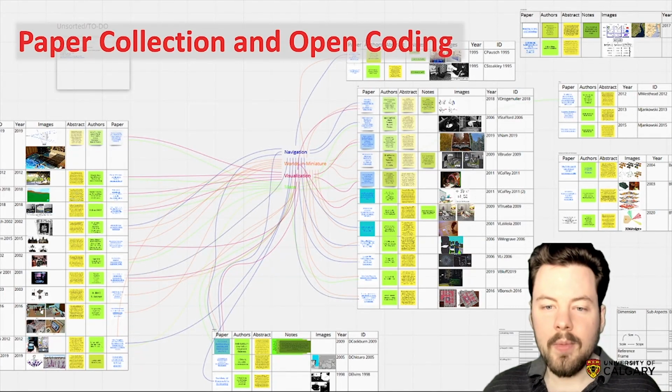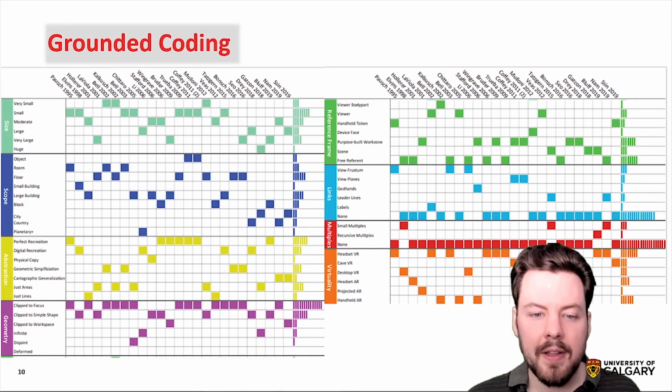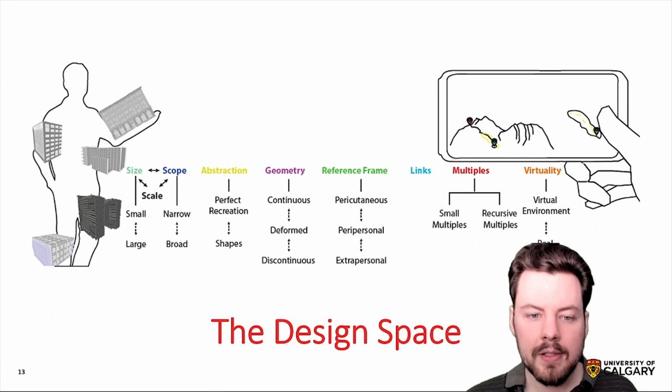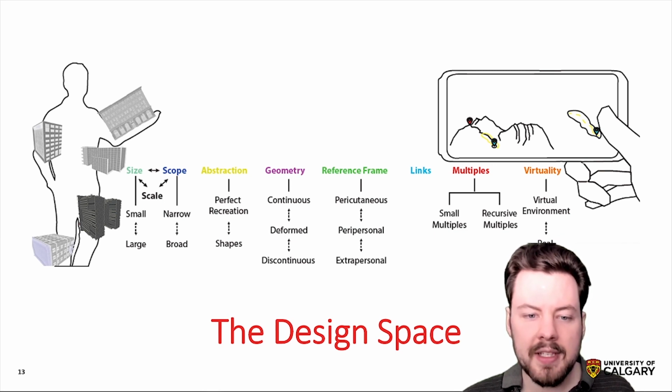With that definition in mind, we collected papers about worlds in miniature, 25 in total, showcasing a wide variety of themes and applications. Based on that set, we reduced them to just the details that described the form of the replica. This reduced set of codes would eventually become our design space. So what is in that design space? Our final design space dimensions are size and scope, abstraction, geometry, reference frame, links, multiples, and virtuality. Due to time, I will just go into more detail on 2 of these dimensions.